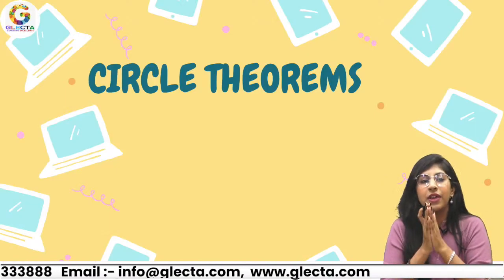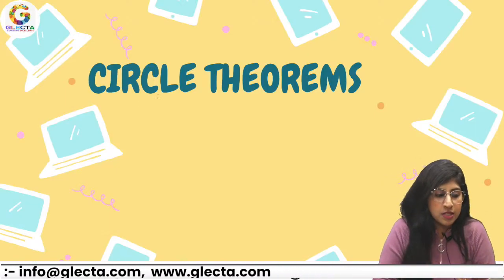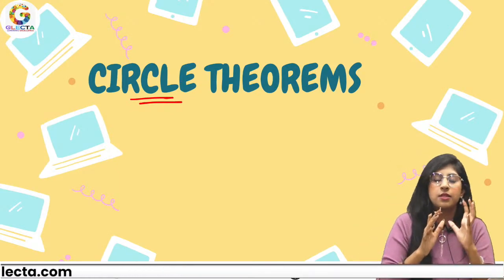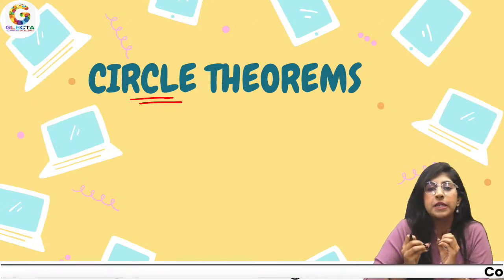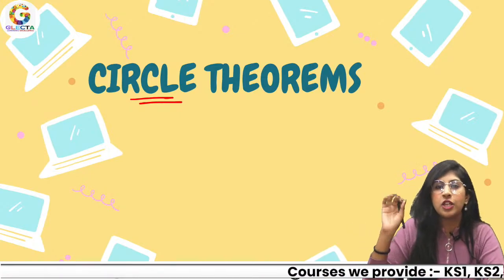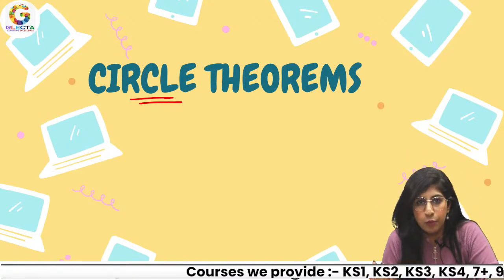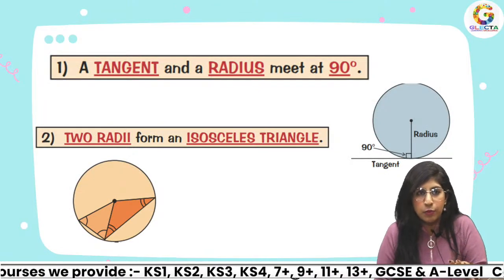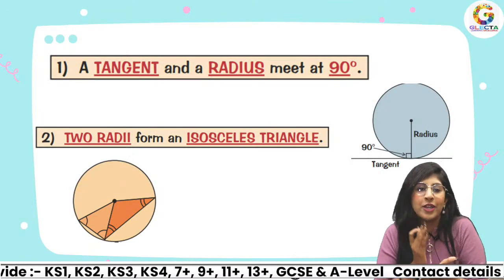So starting with the very, very basics, starting from circle theorems. You know what a circle is? A round shape. Right, that's a circle. Now there are certain properties related to circles that you need to have in your mind. There are these 9 properties that we are going to discuss, and on the basis of these 9 properties there are questions that are asked.